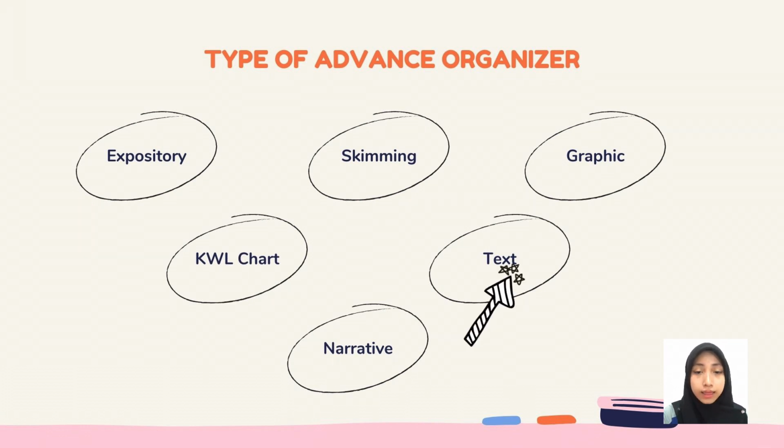So next, text. Text refers to how a text is organized to help students follow and understand the information presented. It means they must write down the missing information in the text organization. And the last one, narrative. Narrative is when we give information in a story format. At the beginning of the class, the teacher might tell one interesting story to the students that relates to the topic.